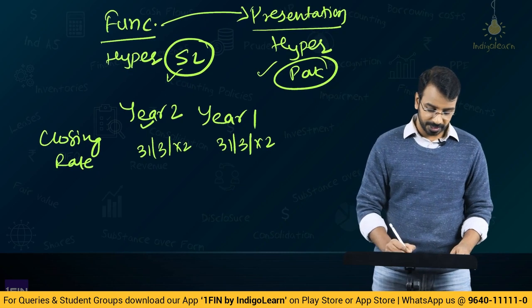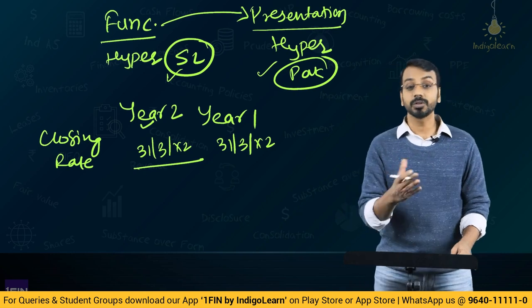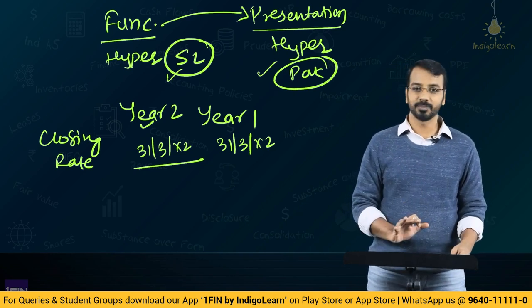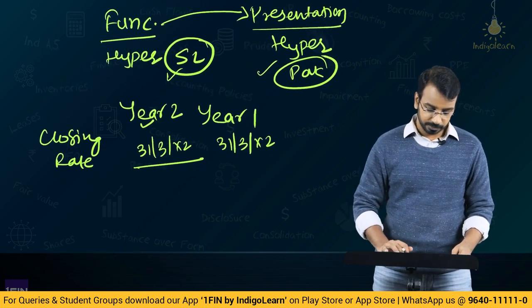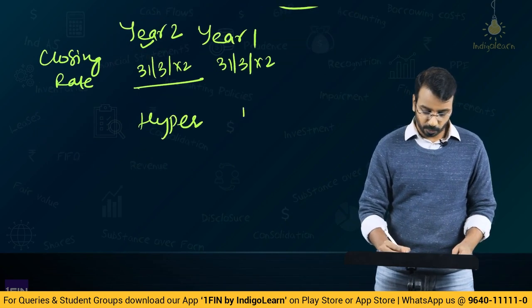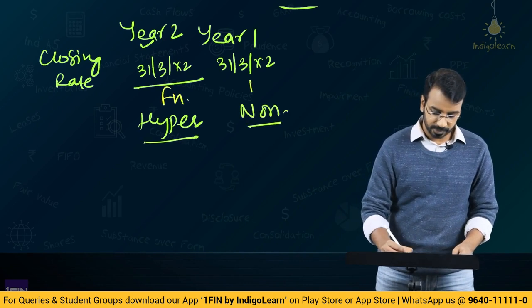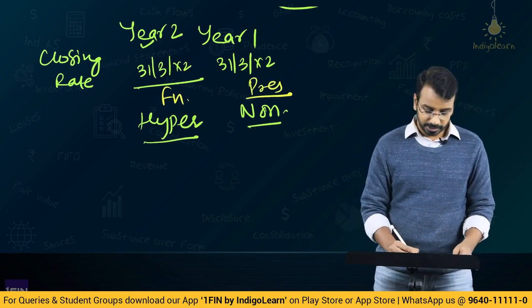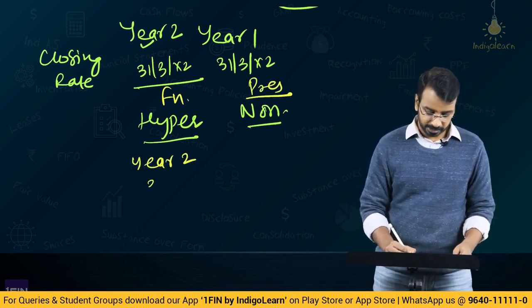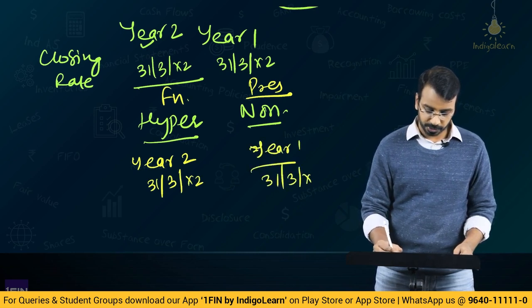So, if you are preparing financial statements on 31st of March of year 2, both year 1 and year 2 will be translated using the closing rate. Okay, that is the first thing. Second, if functional is hyperinflationary and presentation is non-hyperinflationary, in that case, for year 2, take the 31st of March of year 2 rate. For year 1, take the 31st of March of year 1 rate.